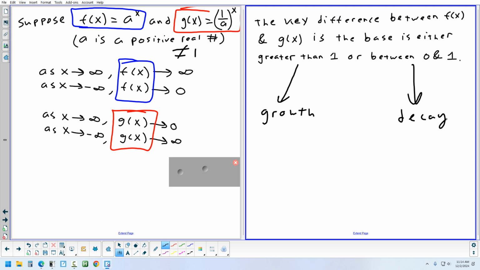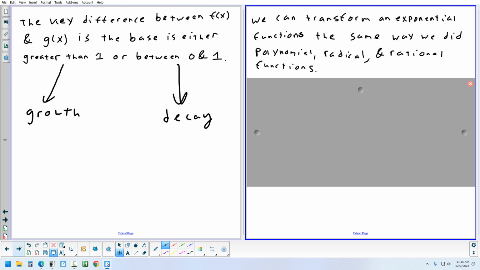So we're going to look at, towards the end, a couple applications. Some of them will be growth, some will be decay. The next thing I think we're going to look at is the transformations. Okay, so transformations, they work exactly the same for every function we've done all year.